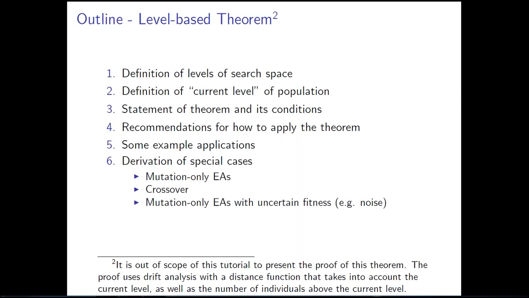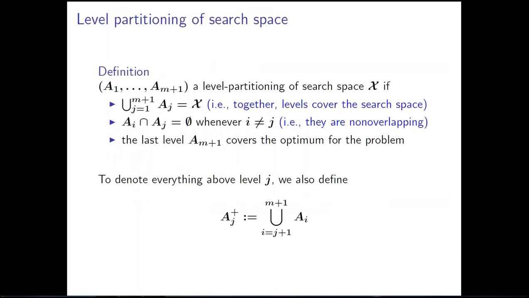Okay, so we have, for any population, a current level if we have a partition of the search space into levels. Then I'm going to give a statement of the theorem and some conditions, and then some recommendations of how you can apply the theorem, and in the end, some example applications. It's out of the scope to present the proof of this theorem in this webinar.